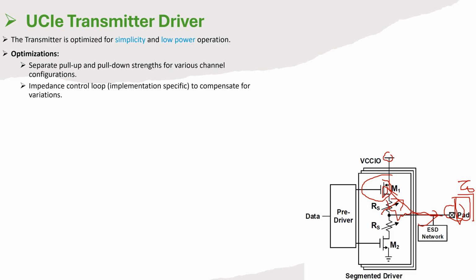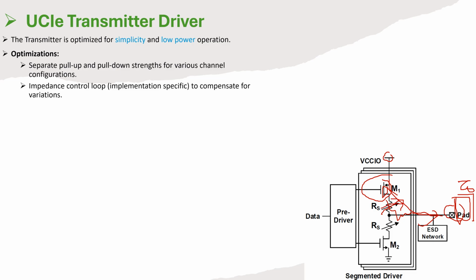Maybe sometimes we do off-chip terminations, on-chip terminations, at different speeds, so many things like in the upper right. Separate pull-up and pull-down strengths, which means they're programmable, as simple as that. And an impedance control loop to compensate for the variations.